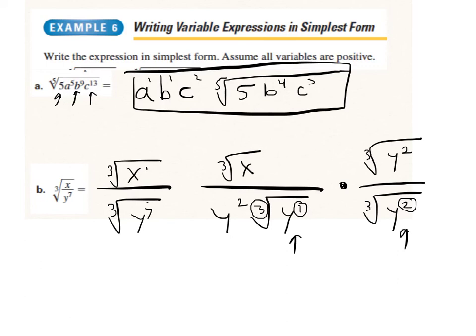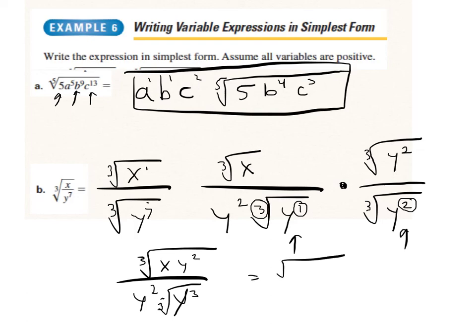So my new answer then is the cube root of x y squared all over y squared times my y now, because I ended up with the cube. Well, I'll write it. We'll have the cube root of y cubed. Well, the cube root of y cubed is y, so we simplify cube root of x y squared over y squared times y, which equals the cube root of x y squared all over y cubed.